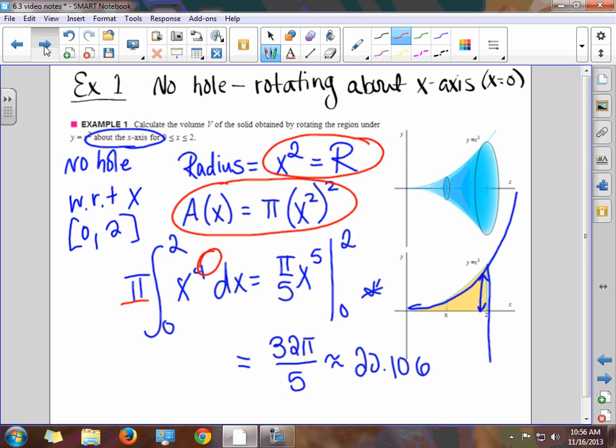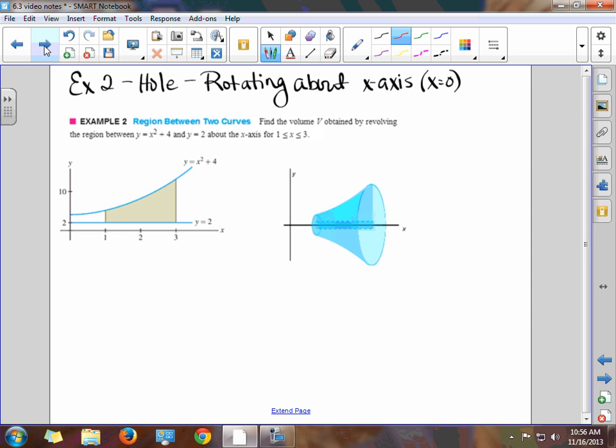So now let's try one that puts a hole in the middle. We're rotating about the x-axis because they tell us that we're about the x-axis. They tell us that we're going to go between these two curves, x squared plus 4. So I would put that in my calculator, make a graph, look at that, and then y equals 2. And so there's that line right there. So right here you can see what happens as I rotate around, that I have this hole cut out of the middle.